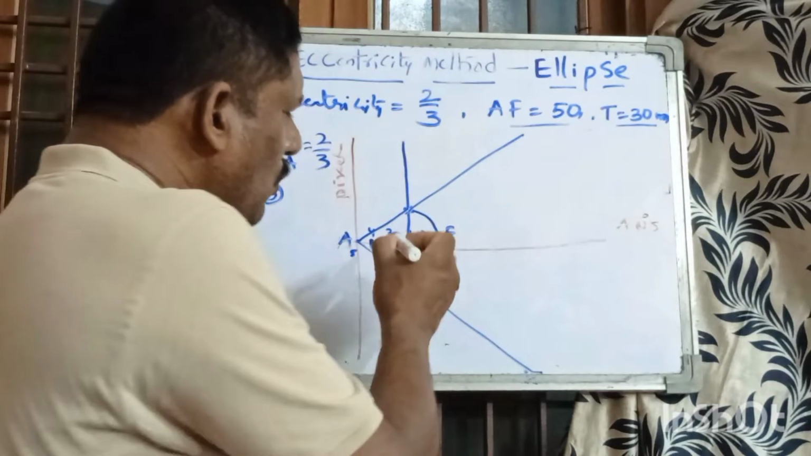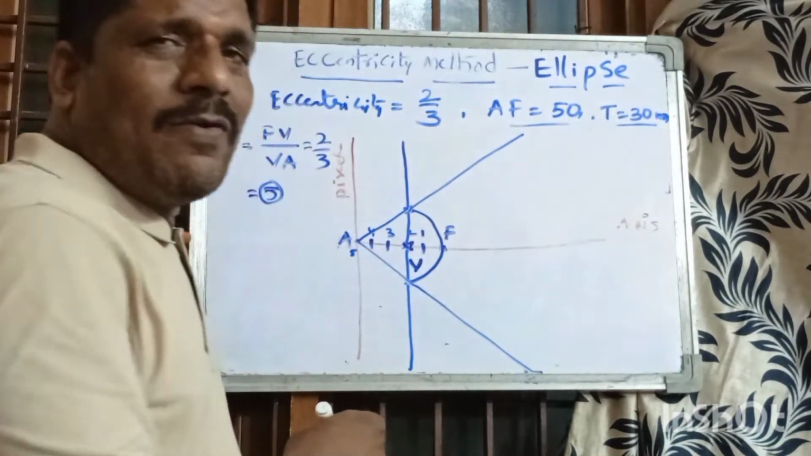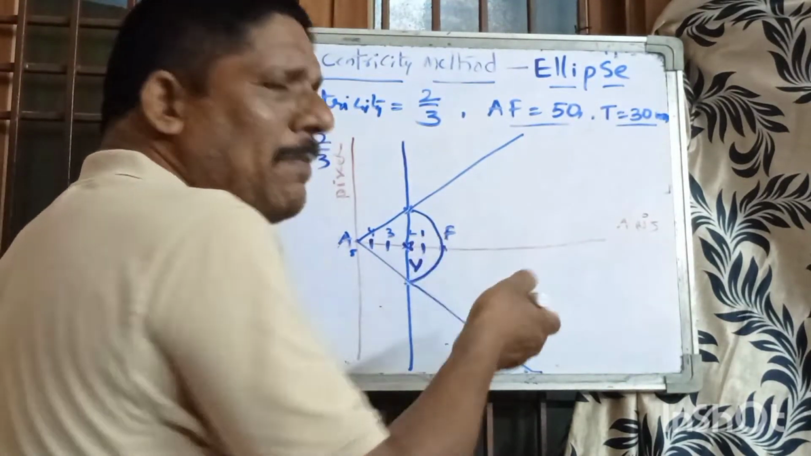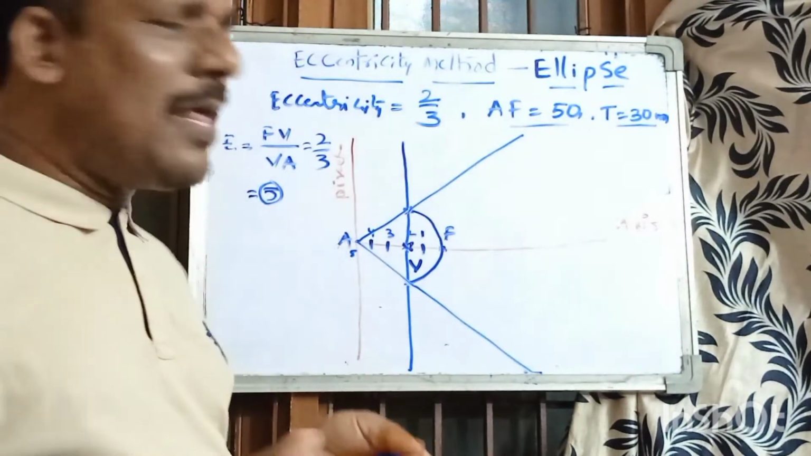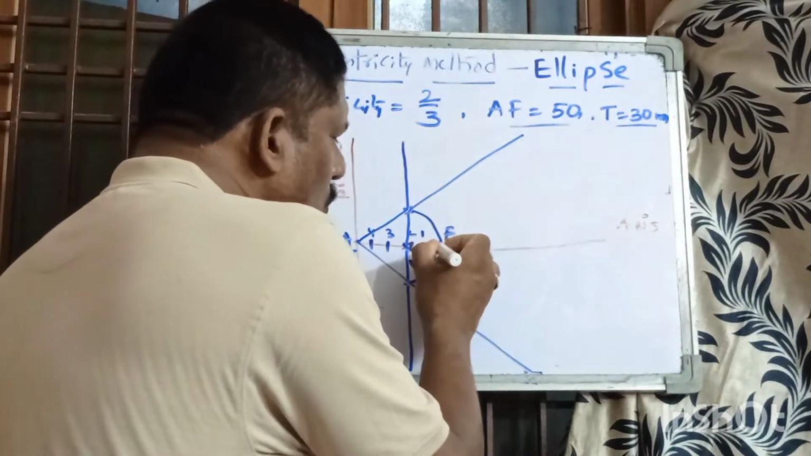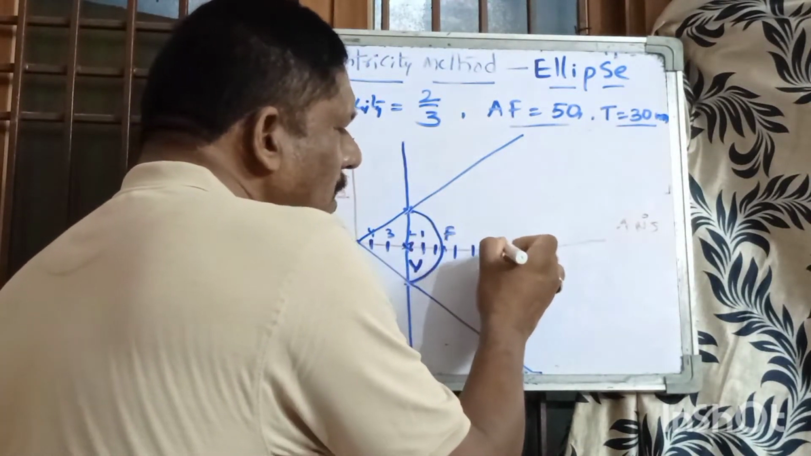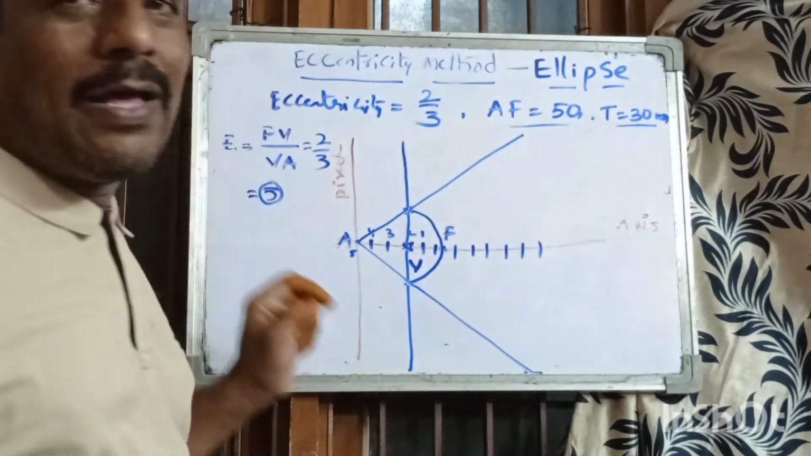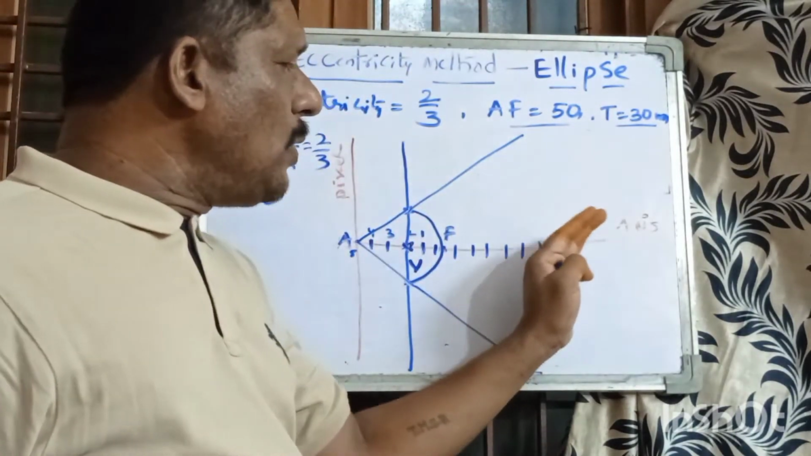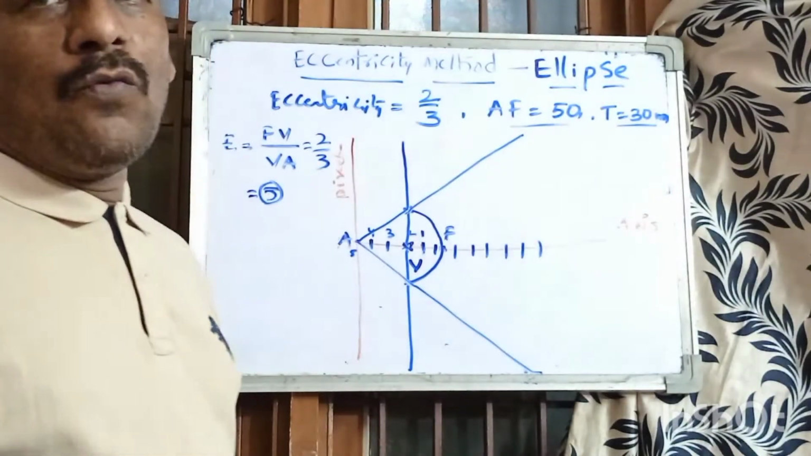Then the curve always starts from the vertex point. So from here take a number of points, either at equal or unequal lengths. Take points 1, 2, 3, 4, 5, 6, 7, 8 like that, up to where you get the full ellipse.